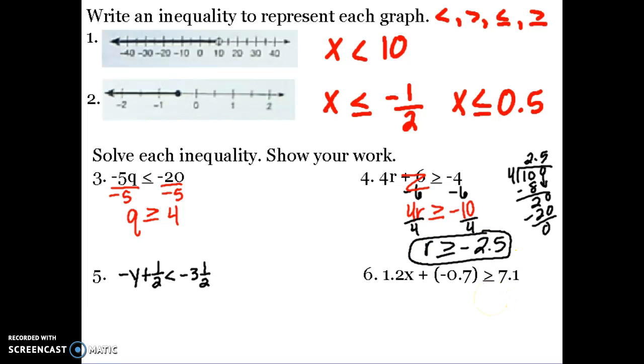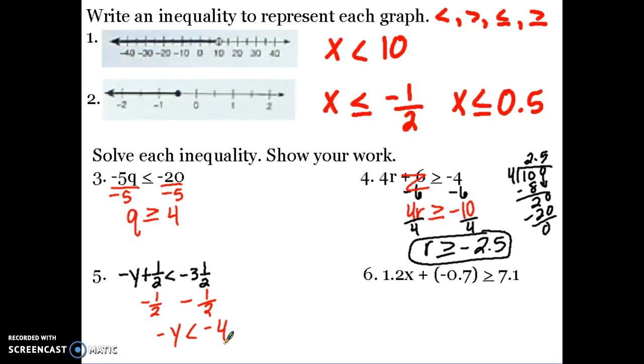Number 5, negative y plus 1/2 is less than negative 3 1/2. Subtract 1/2 from both sides. Negative 3 1/2 minus 1/2 is negative 4. But I'm not finished because I have a negative variable. You cannot have a negative variable.